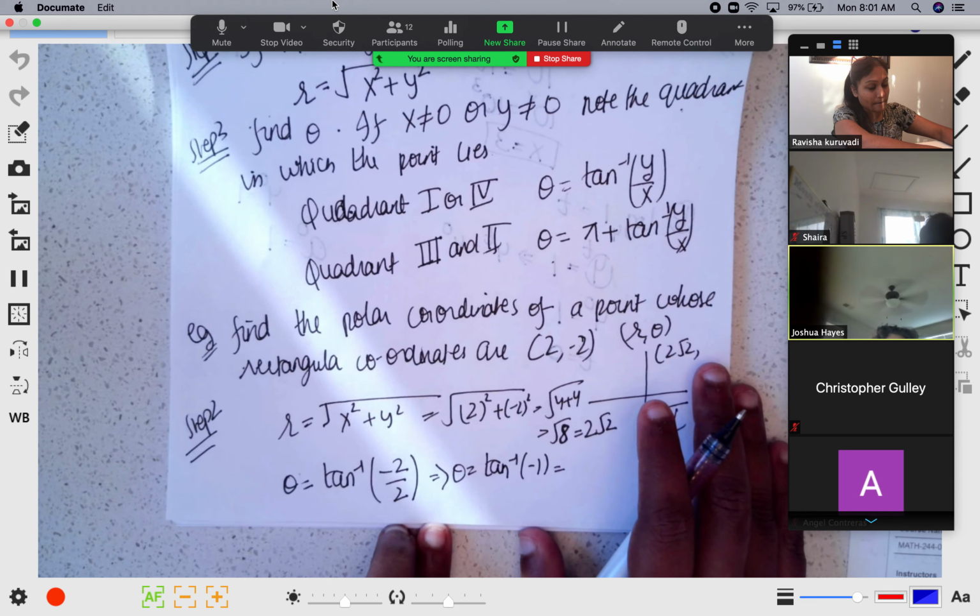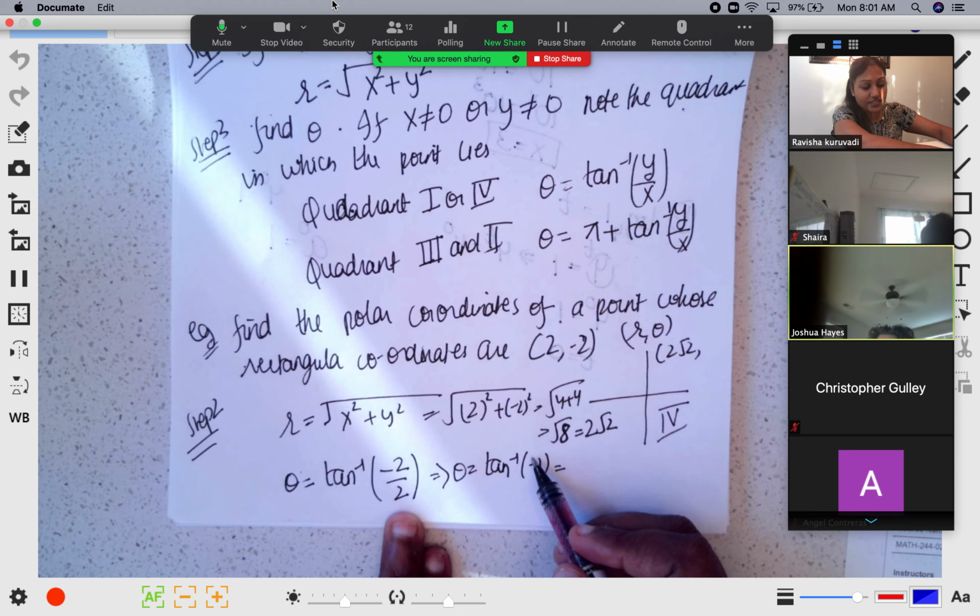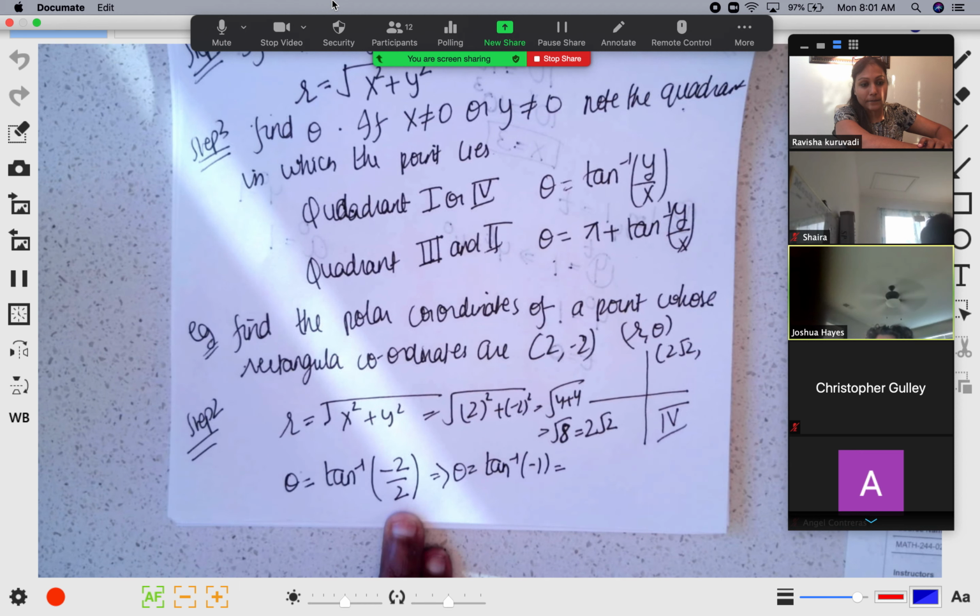For what angle do I get tangent as negative 1? So you have your unit circle in front of you? Okay. Can you tell me for which angle my tangent is negative 1? Tangent is negative in which quadrants? All students take calculus.